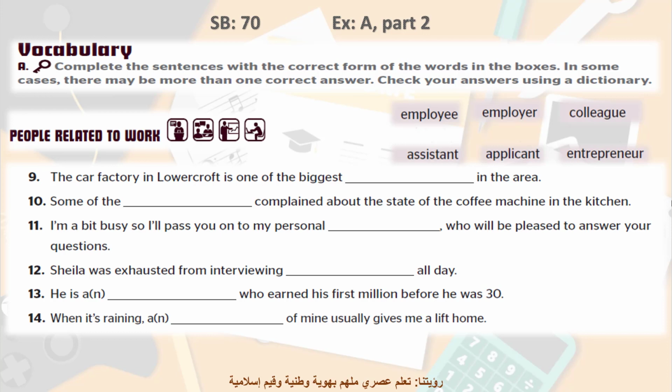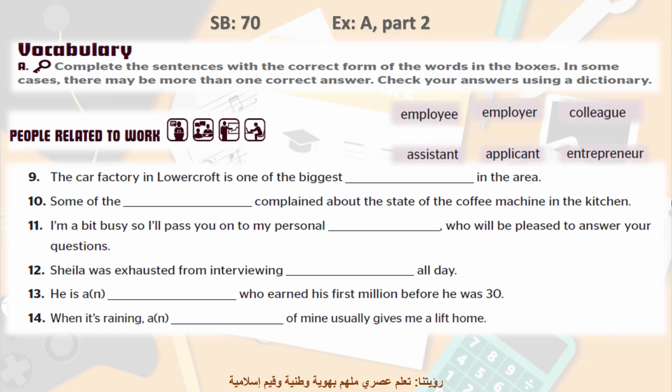Employee means the person who works for somebody. Employer is the person who owns the business. Colleague is the person who works with you or who studies with you. Assistant is a helper, and the applicant means the person who is applying for a job. Entrepreneur is a businessman or a pioneer in business. Again, pause the video, do the exercise, and replay the video again to check your answers.